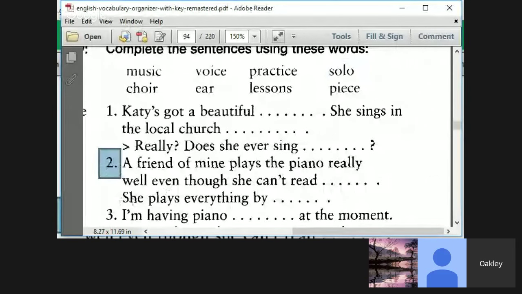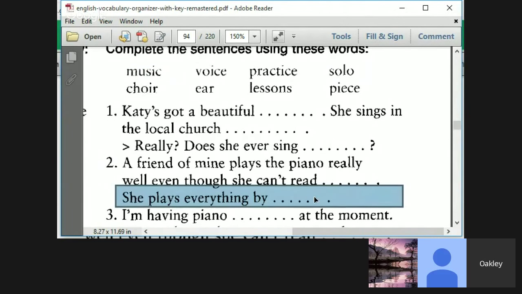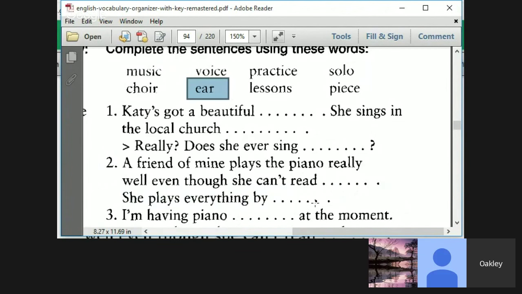Rodrigo, number two. A friend of mine plays the piano really well, even though she can't read music. She plays everything by ear. If you can't read music, you play everything by ear.